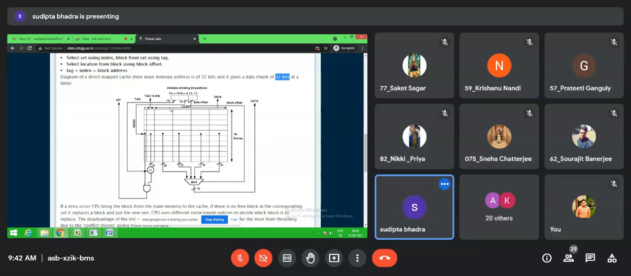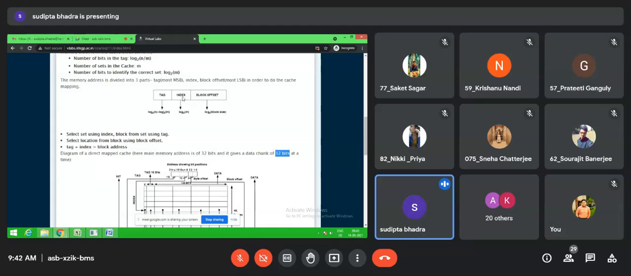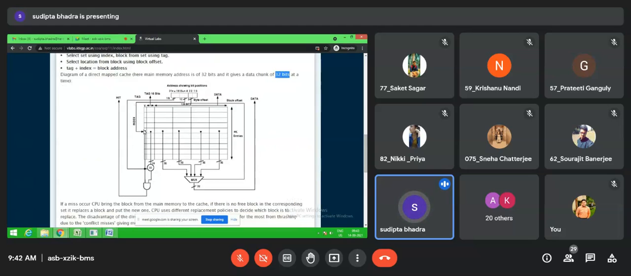Now, the index in the memory address will point out a particular line. So here, how many possible lines are there? 4096. So log 2 of 4096 gives the index length, that is 12. That is the 12 bit index address. So here the index is going to point out a line.